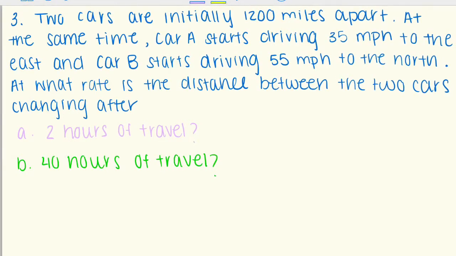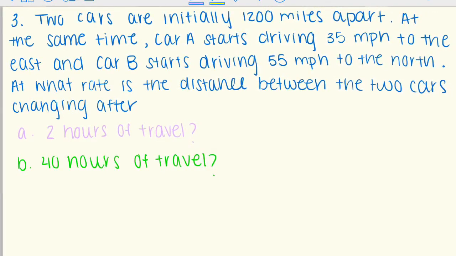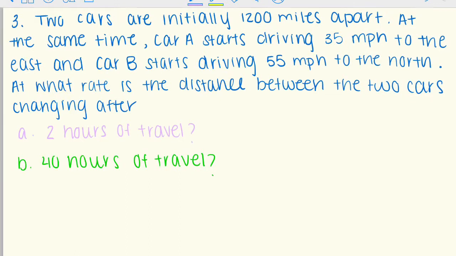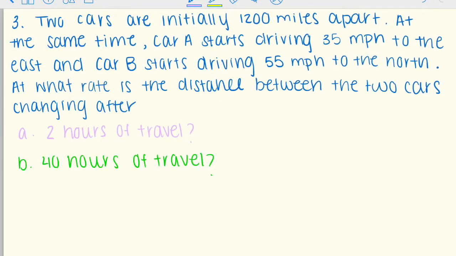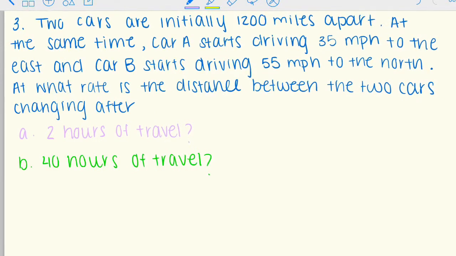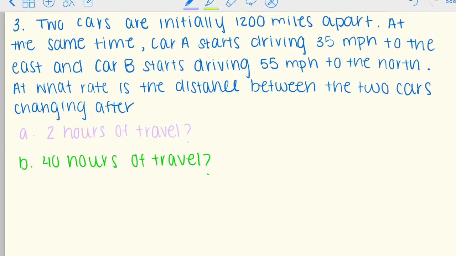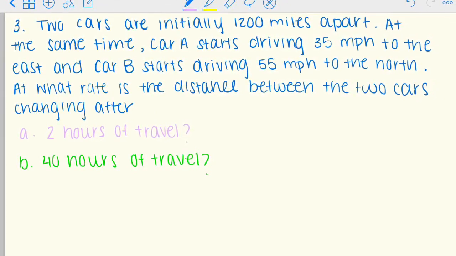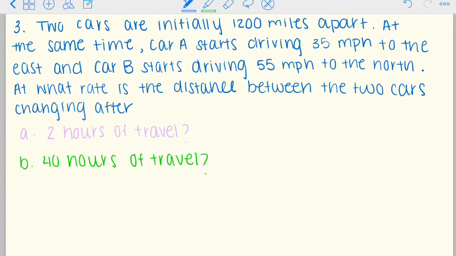Two cars are initially 1,200 miles apart. At the same time, car A starts driving 35 miles per hour to the east and car B starts driving 55 miles per hour to the north. At what rate is the distance between the two cars changing after A, 2 hours of travel, and B, 40 hours of travel?